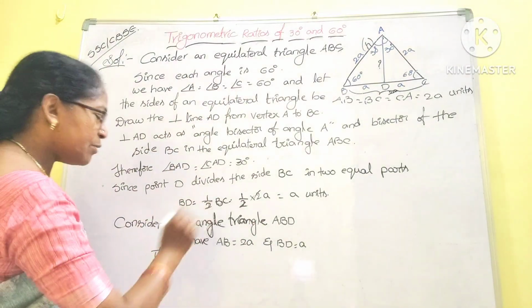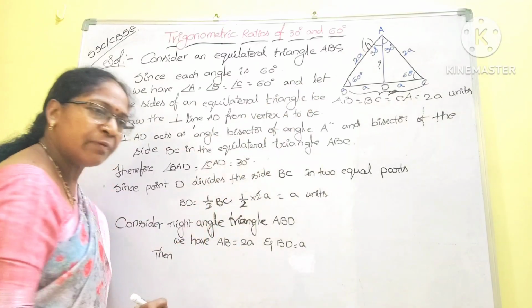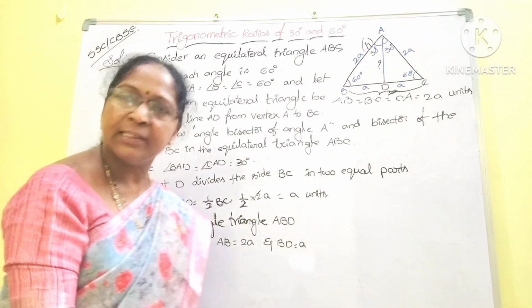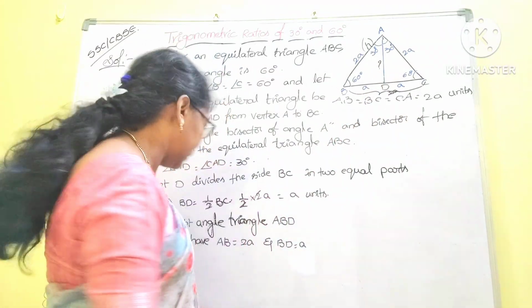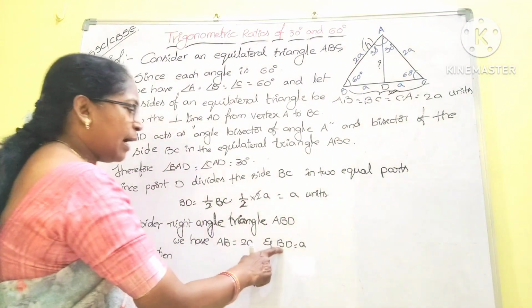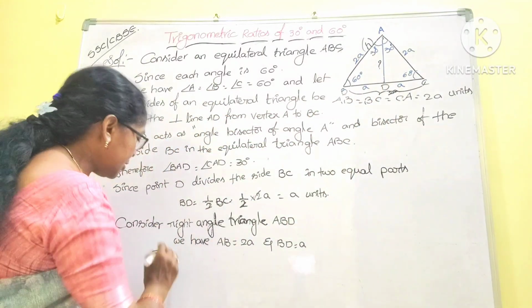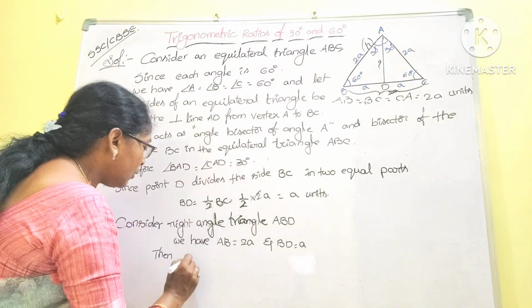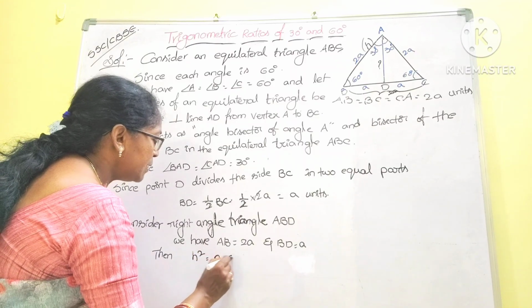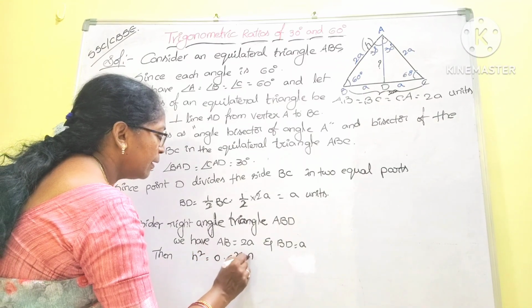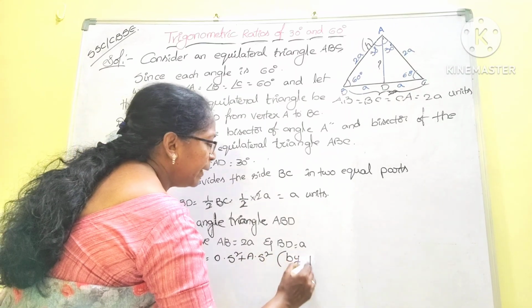Now, what's the formula? Whenever we know two sides' values, we apply the Pythagoras theorem for finding the third side of the right angle triangle. Now, we know the AB and BD values, but we don't know the AD value. First you write here: hypotenuse square equals opposite side square plus adjacent side square. This is by the Pythagoras theorem.